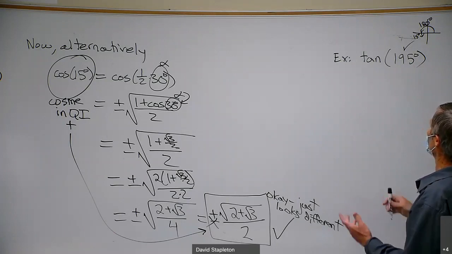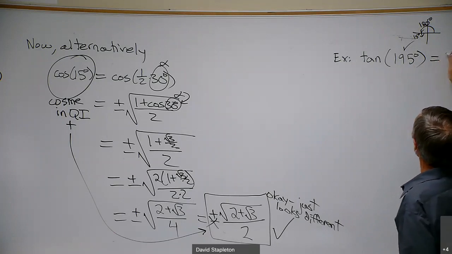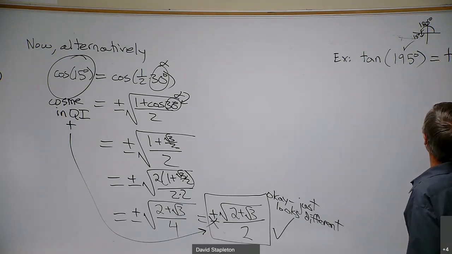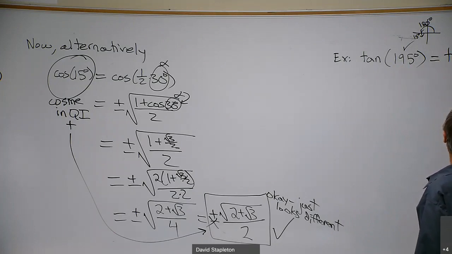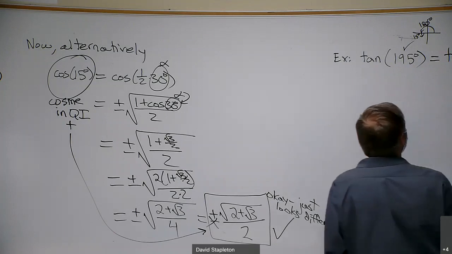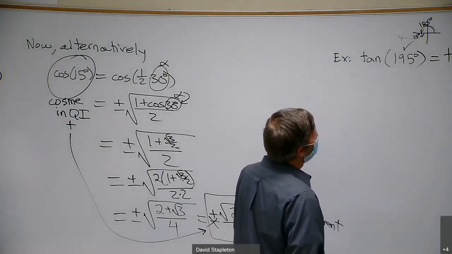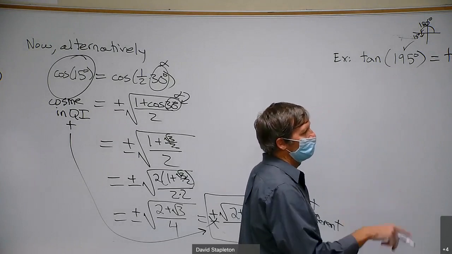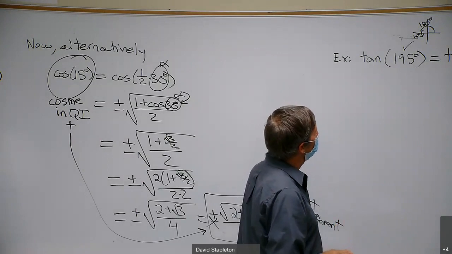Now I can use the sum and difference formulas, or I can write it as half of a special angle. I write this as tangent of 1/2 of, double that would be 390 degrees, right? And now all coterminal angles have the same 6 trig functions, right? So what would be an easier way to write this?